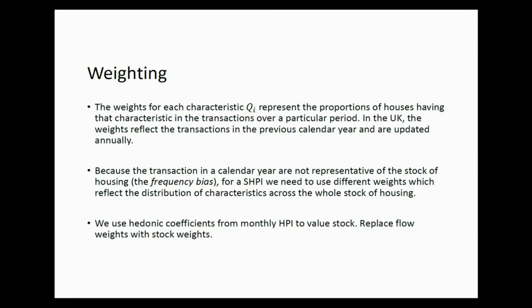But of course, as we've just seen, there's a frequency bias here. The transactions in a particular calendar year will not be representative of the stock because of frequency bias. So for a stock housing price index, we need to use weights reflecting the actual stock. And the method that we employed, which is fairly straightforward to implement, is to use the prices estimated for the current house price index, which is based on the transactions, and apply that to the stock.